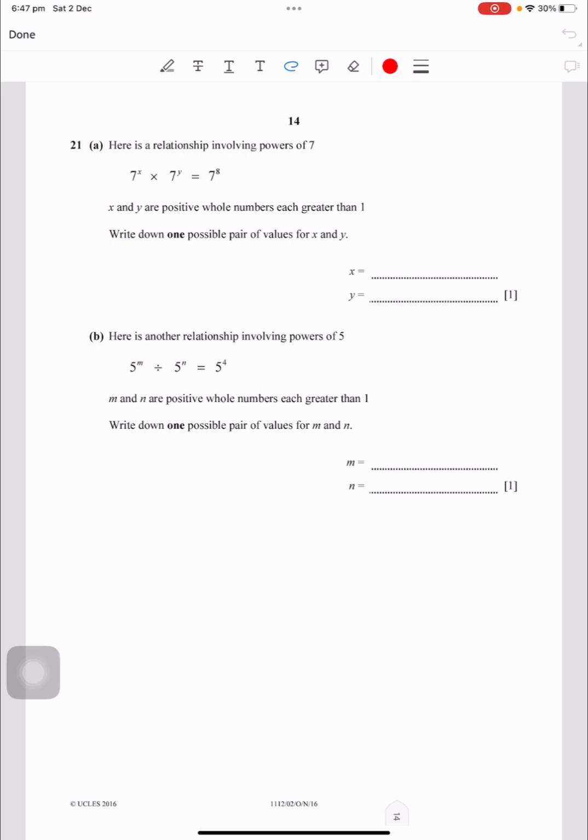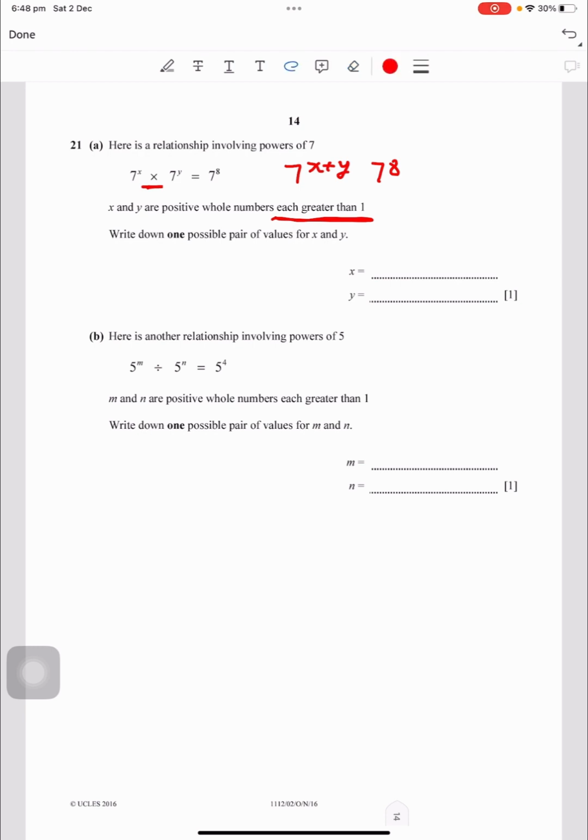Okay, question number 21. Here's a relationship involving powers of 7. Okay, so x and y are positive whole numbers, each greater than 1. Write down one possible pair of values for x and y. Okay, so the rule for when there's a multiplying sign with powers, we have to add the powers. So what will we add, x plus y, that will equal to 7 power 8.